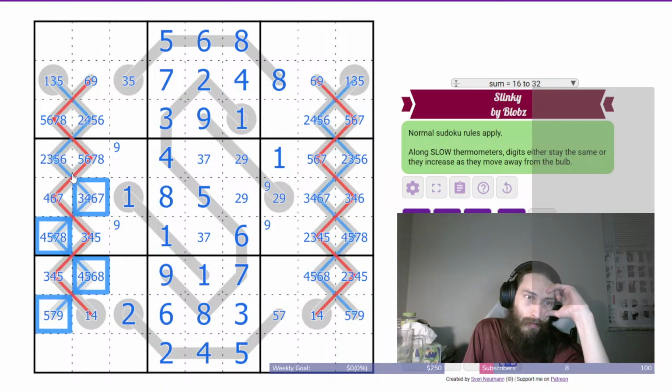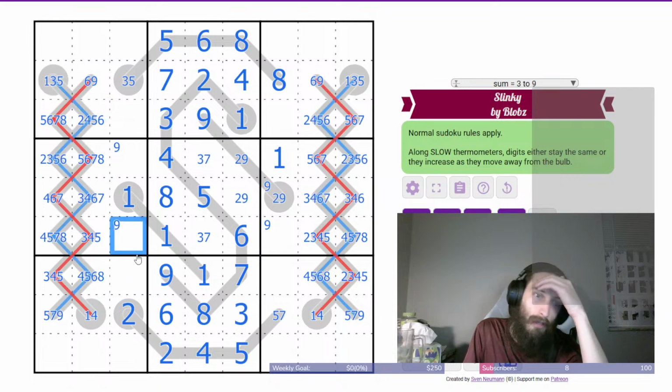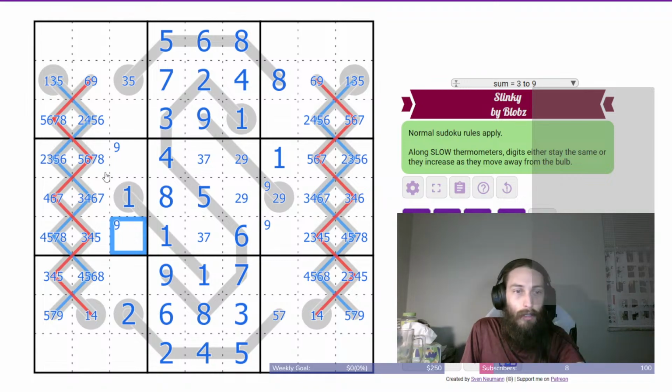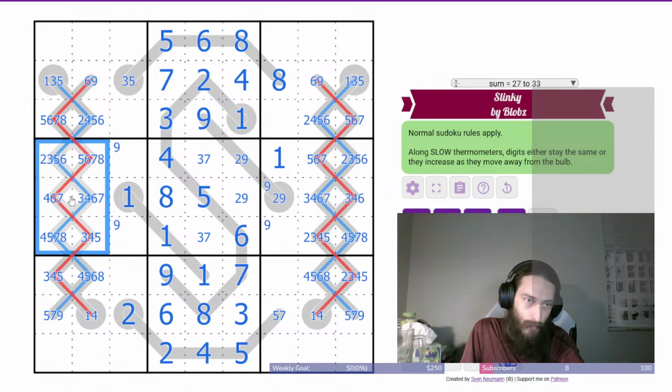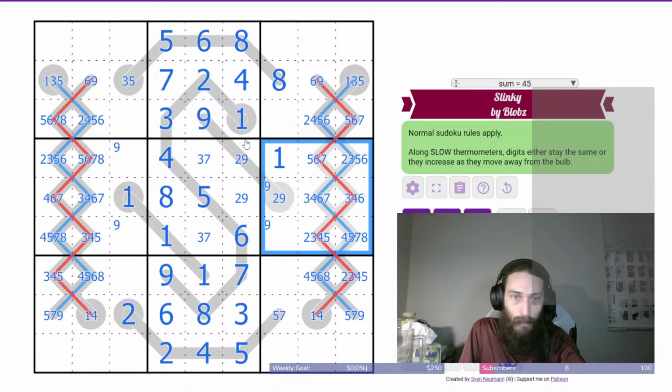9, 8, 8, 7, 6, 6, 5, 1, 2, 2, 3, 4, 4, 5. Okay, so those are still good. Although, I guess this has all of the digits in here except for 1 and 9, right? 2, 3, 4, 5, 6, 7, 8. So I don't think anything is restricted, except where is 8 in this box?